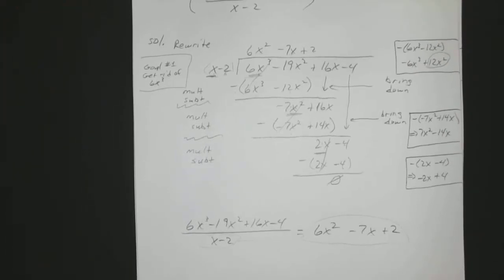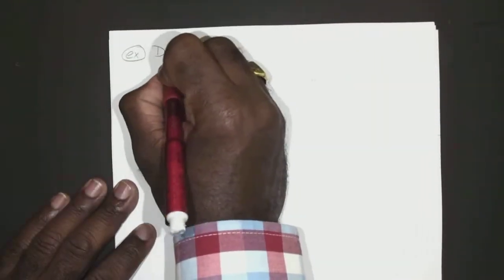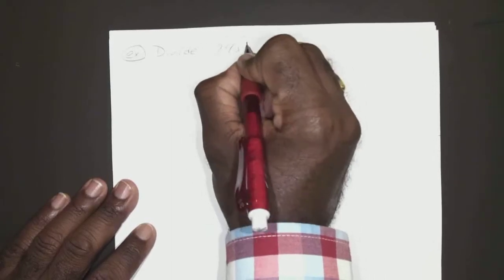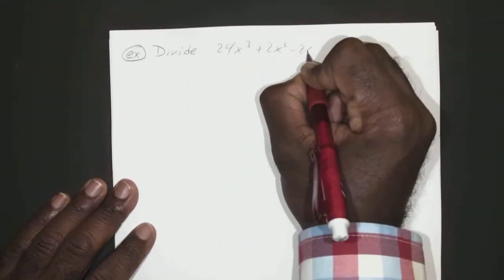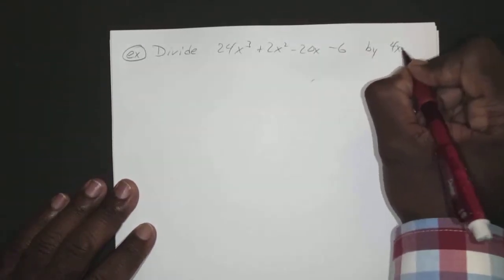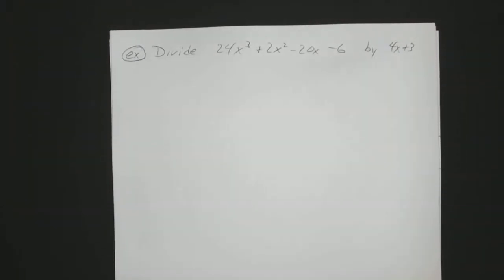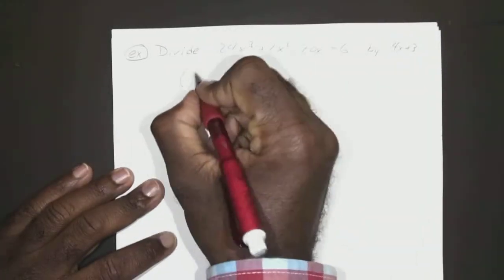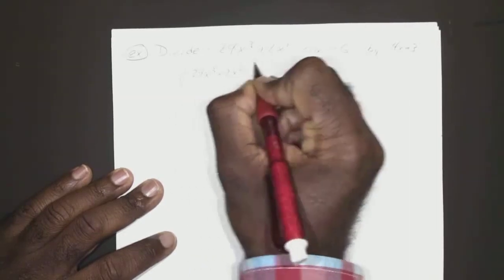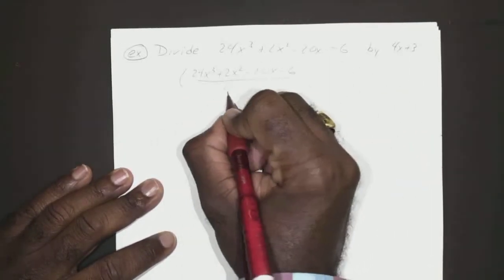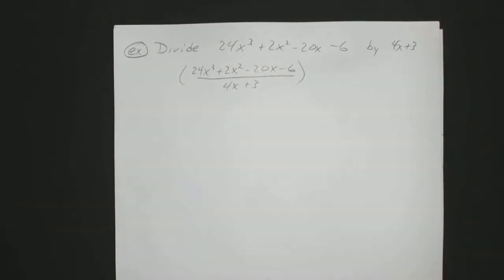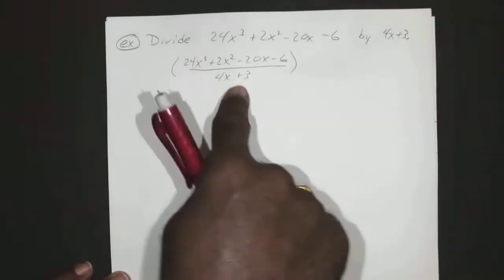Bring that down a little bit. All right, so let's do another example. Anybody still writing? All right. All right, so let's say, for example, we want to divide 24x to the third plus 2x squared minus 20x minus 6 by 4x plus 3. Okay, so really this is just another way of saying 24x to the third plus 2x squared minus 20x minus 6 divided by 4x plus 3. Okay, so if they gave it to you this way, just know that that's all they're saying.